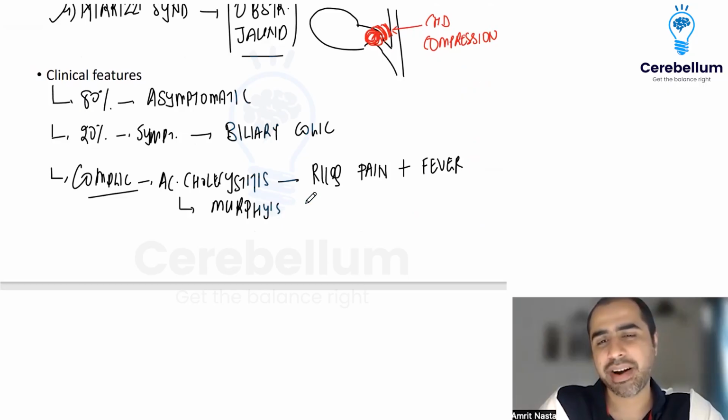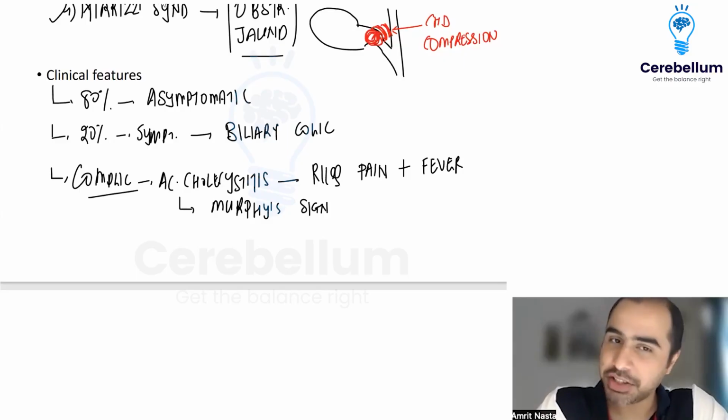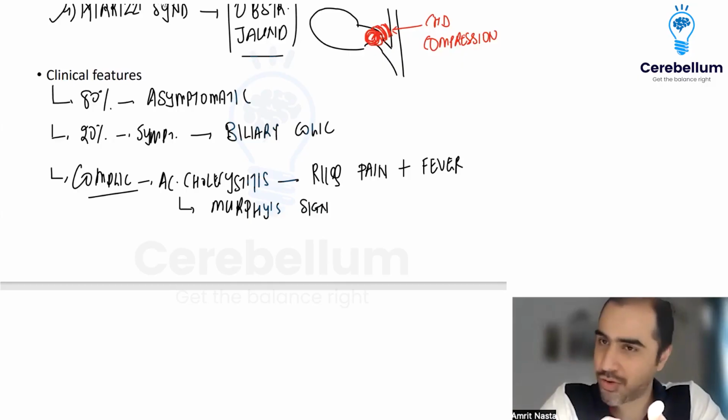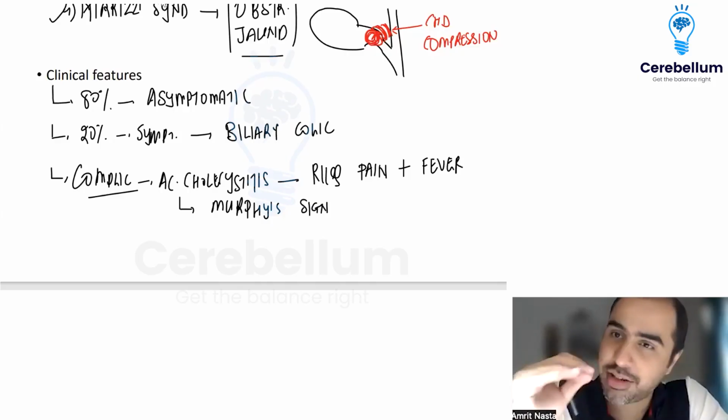What is Murphy's triad? Anybody remembers? Does anyone remember? Where did you see Murphy's triad? Murphy's triad was pain, fever, vomiting in acute appendicitis. So appendicitis, Murphy's triad. Cholecystitis, Murphy's sign. And I will tell you, these two are the commonest diseases a general surgeon will see after hernia.